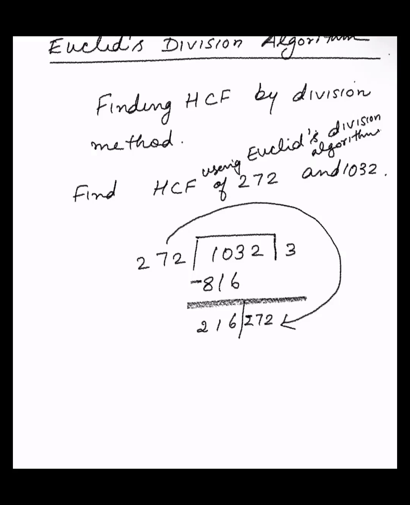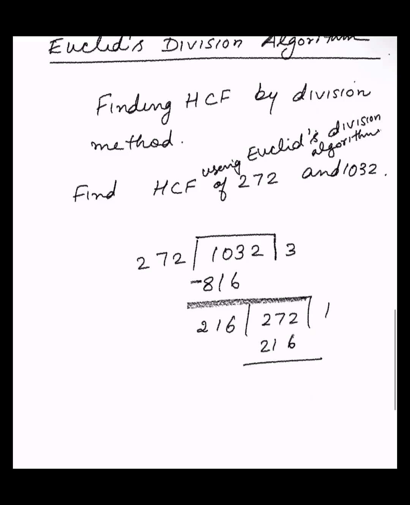So how many times will it go? It's very simple, right? It just goes one time. Yes, so 216 and 272 only one time. So you have got 216. So find the remainder. What is the answer that you are getting?